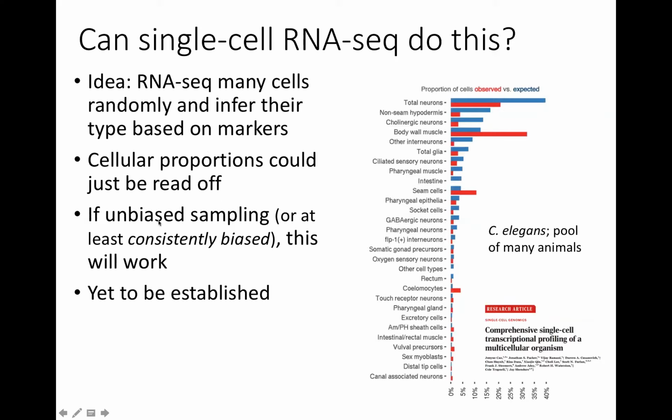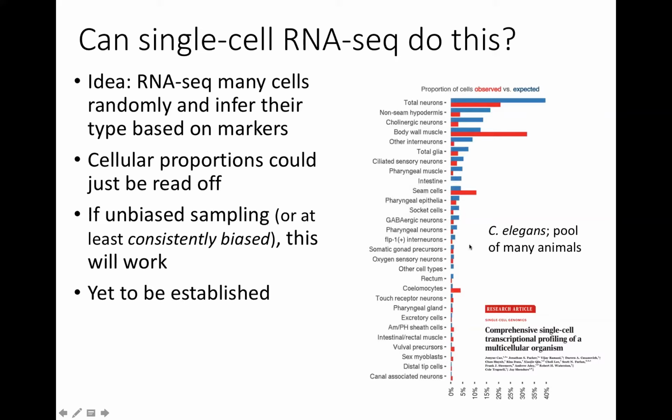If the sampling is biased at all, or not consistently biased, then there'll be problems. But if it did work, if you did get consistent, fair, uniform sampling of each cell type, then this would work. It's just that I think this hasn't been established, and there's not too much known about how the measured, if you did this, how many cells you get, how well that maps onto the original proportions in the sample. One nice paper that came out a couple weeks ago did this in C.